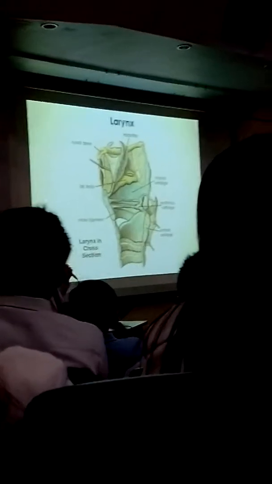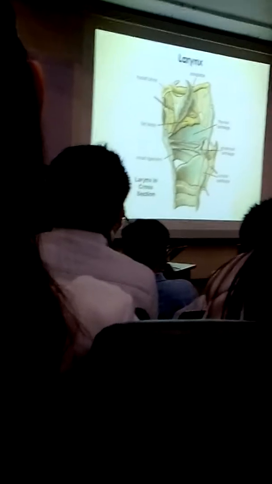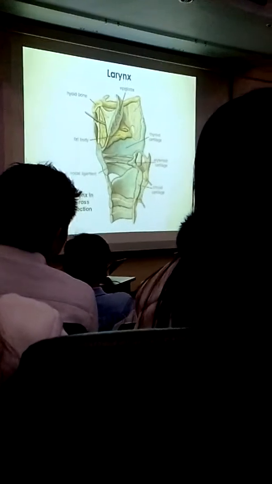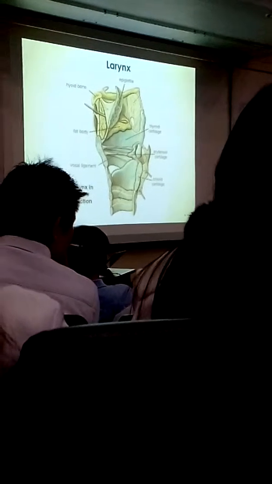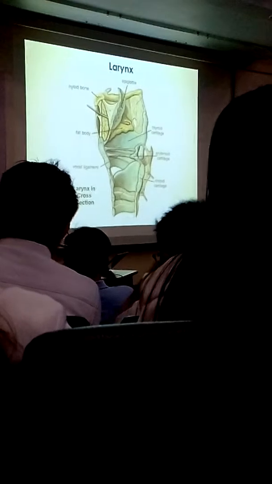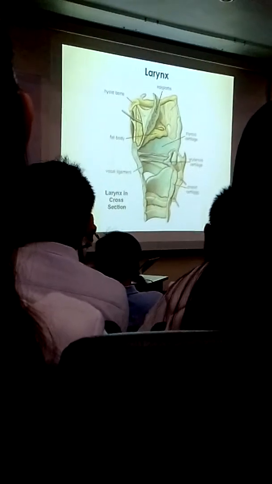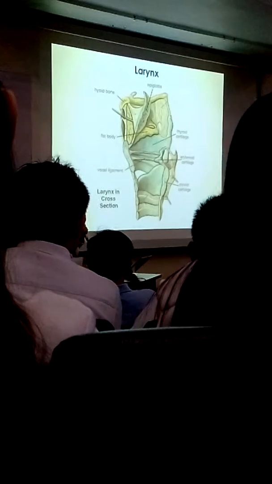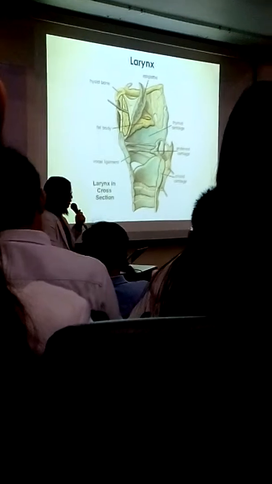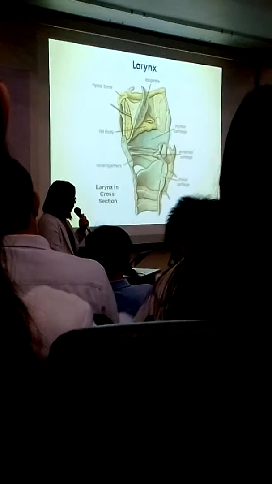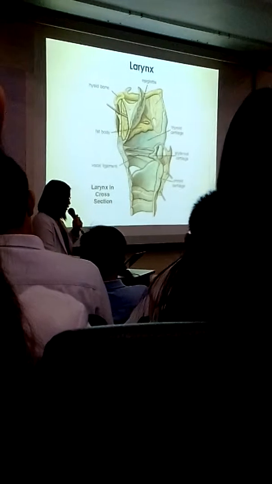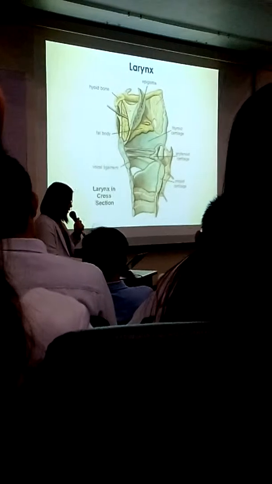Which among those cartilages are elastic cartilage? Epiglottis and there's another one. Yes, the vocal process of the arytenoid. Only the epiglottis and the arytenoids are elastic cartilage. The rest are hyaline cartilage.